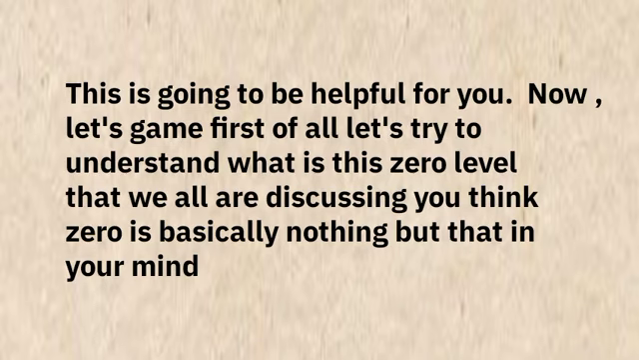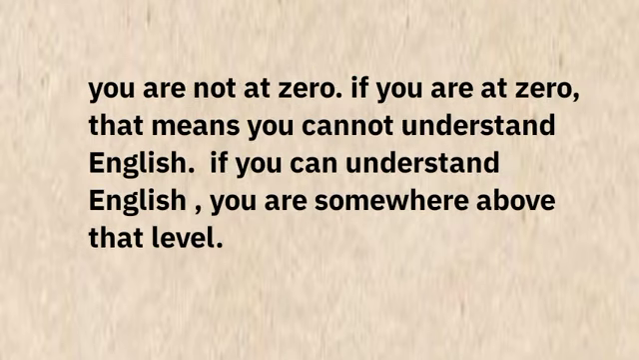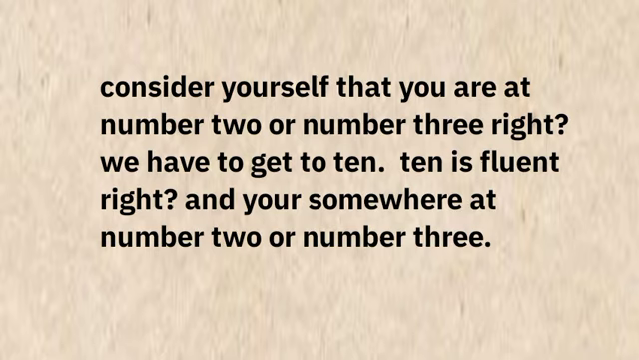Now, let's begin. First of all, let's try to understand what is this zero level that we are all discussing. You think zero is basically nothing, but that's in your mind. You're not at zero. If you were at zero, that means you could not understand English. If you can understand English, you're somewhere above that level. Consider yourself at number 2 or number 3. We have to get to 10. 10 is fluent, and you are somewhere at number 2 or number 3.